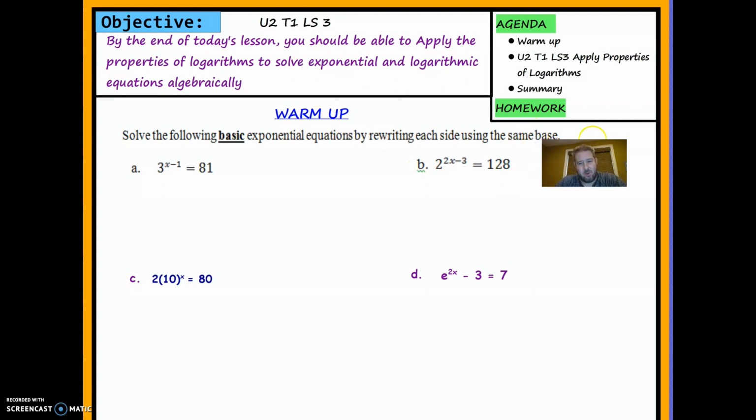We are going to start solving log equations. So in the last topic, we focused on all the different properties of logs, and we're going to use a lot of those properties in order to solve these equations. Starting off with solve the following basic equations.